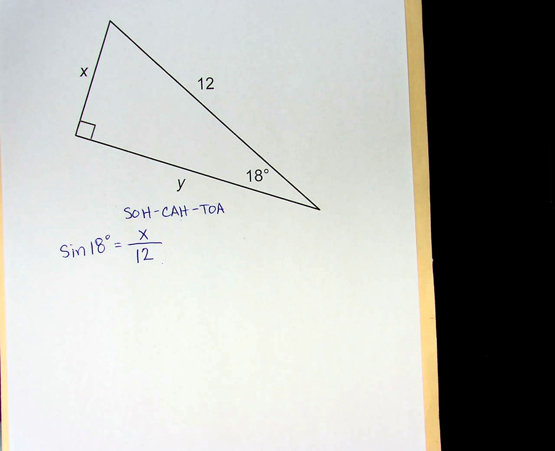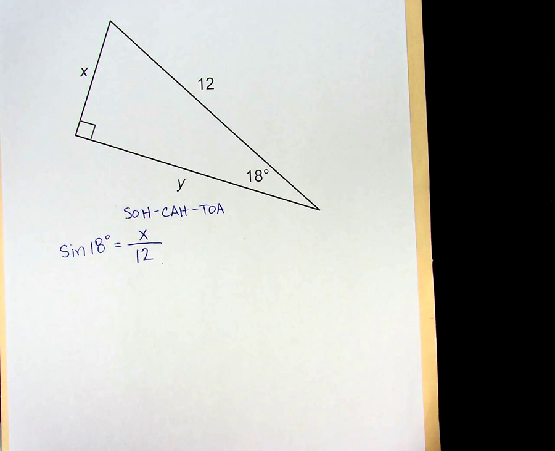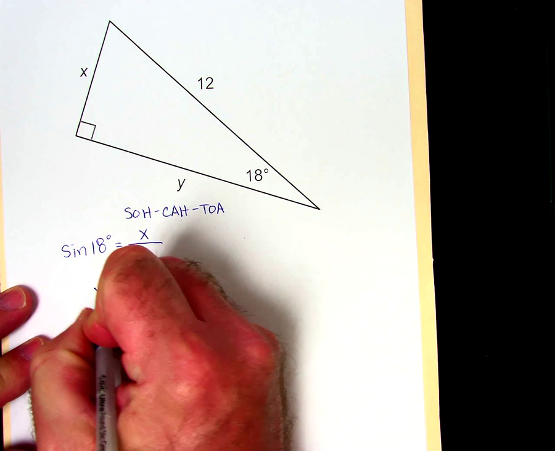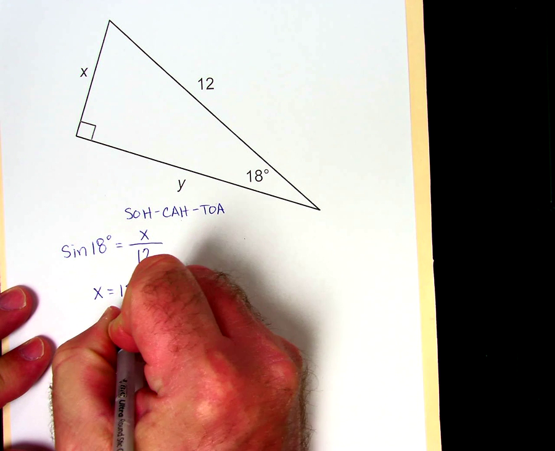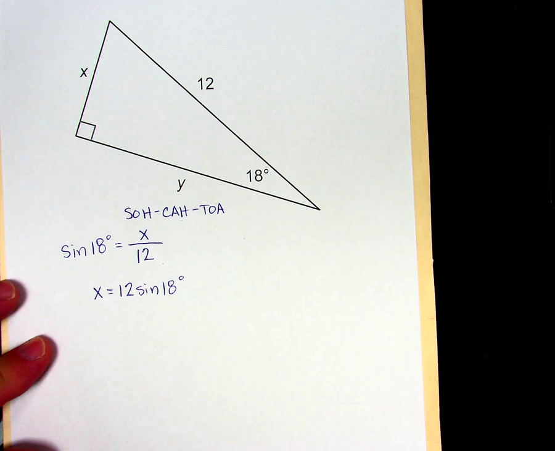Before I ever touch my calculator, I solve that equation for x. Here we have x divided by 12. So to reverse division, I multiply. So if I multiply both sides by 12, x is going to equal 12 times the sine of 18 degrees.